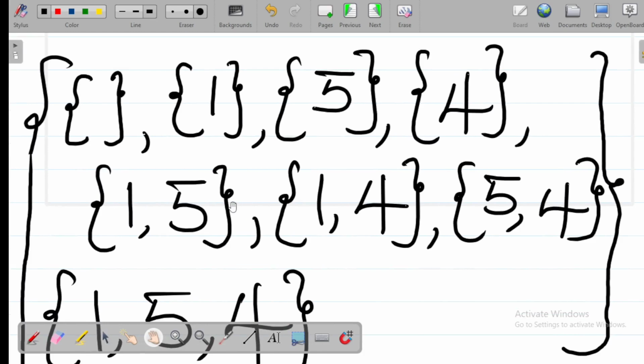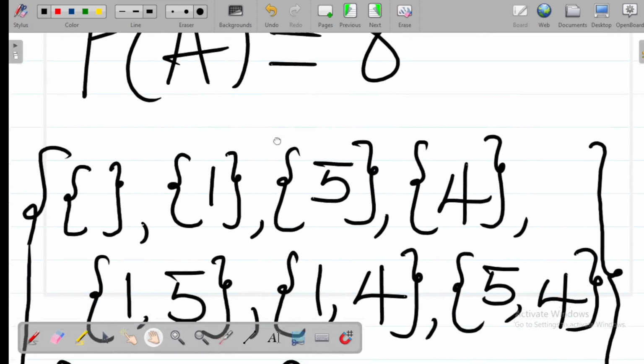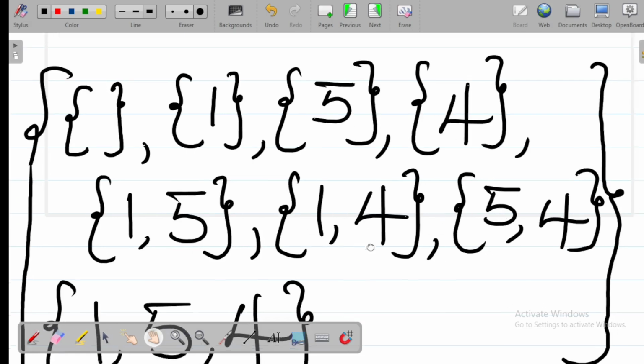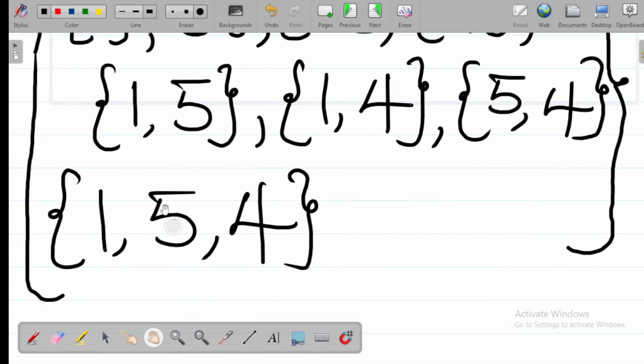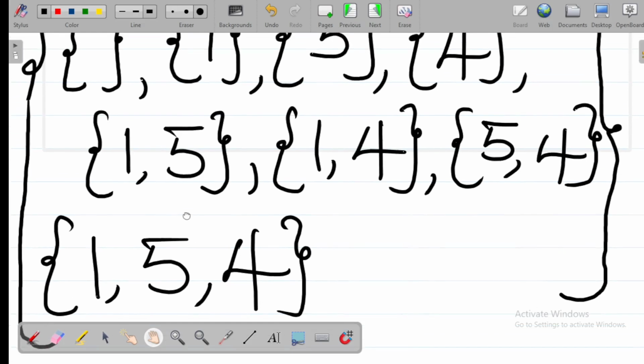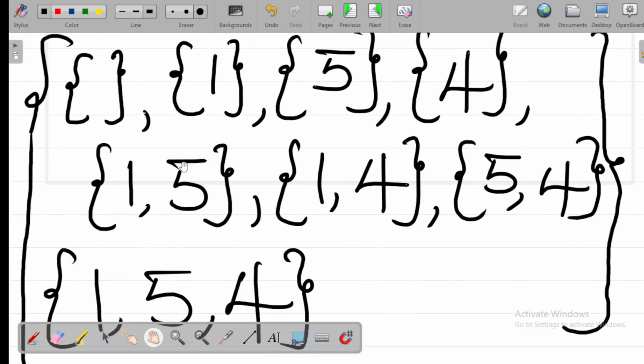Since we've closed the bracket, now let's count. Remember, the power set of A is equal to 8. Let's count if it's up to 8. We have 1, 2, 3, 4, 5, 6, 7, and then 8. So this is correct. This is how you write power set.